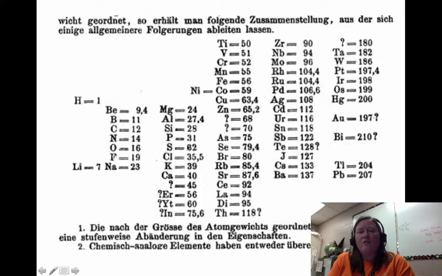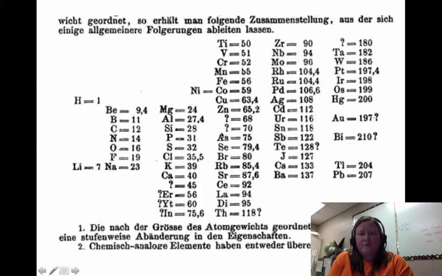And the rows are aligned according to similar properties. So Mendeleev noticed that fluorine, chlorine, bromine, and this element here, I'm not sure why it's a J, but it represents iodine, all had very similar properties, as did sodium, potassium, rubidium, cesium. He noticed some similar properties with that, and lithium.